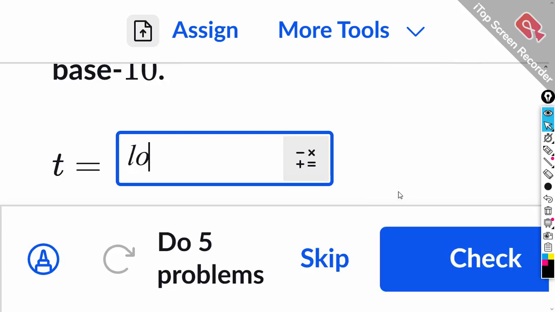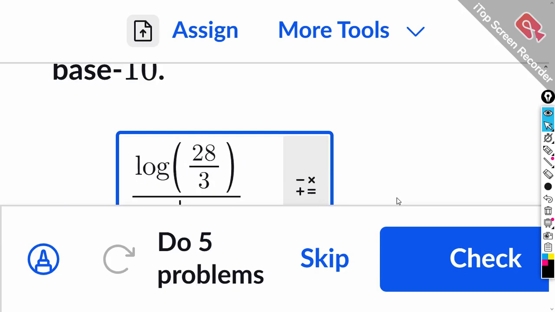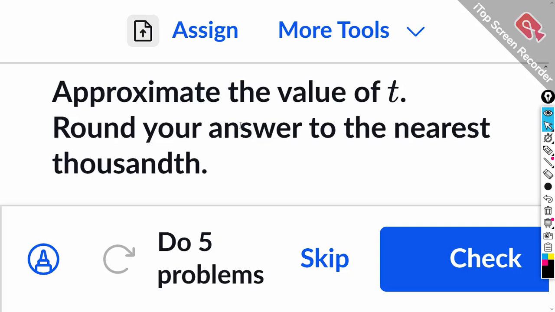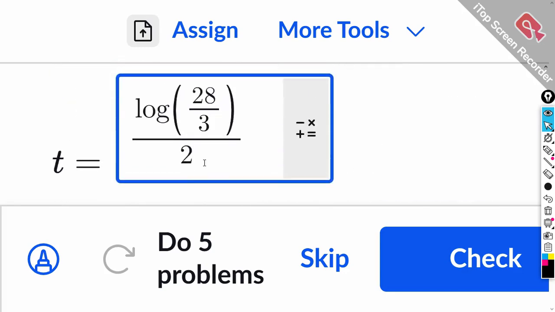So type log, parentheses, 28/3, hit tab, close parentheses, and then slash to get a denominator, and type 2. So log of 28/3 divided by 2. All right, and after that, they want to find t to the nearest 10,000th. Okay, that's 3 decimal places. So we're going to have to do this on the calculator and round off.